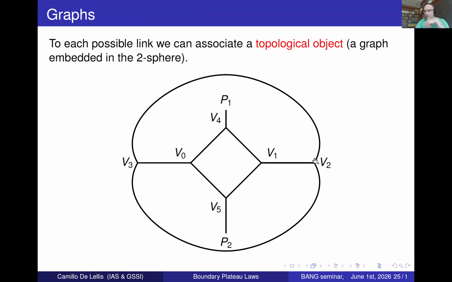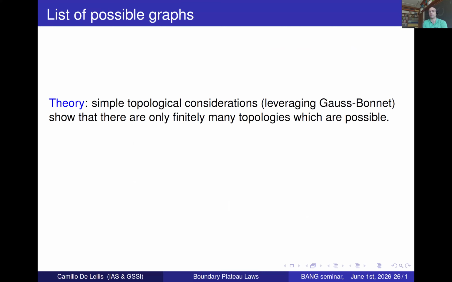Of course, instead of being a spherical embedding, in this case, it's a planar embedding. But the planar embedding of the graph and the spherical embedding of the graph is essentially the same thing, because you can take a point at infinity for the plane and compactify it into a sphere, or if you have a sphere, you can remove a point. So the first thing that you actually realize is that there are simple topological considerations which you can leverage from the Gauss-Bonnet theorem that immediately tells you that the topologies that you find are finitely many.